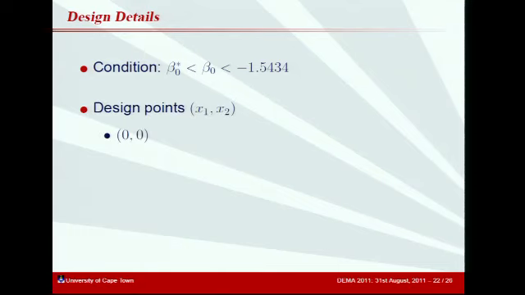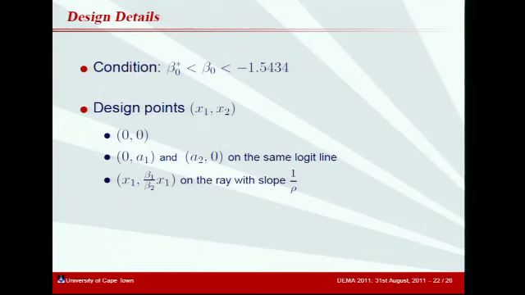The design points look like this for x1 and x2 at the origin, 2 points on the same logit line as I showed in the picture, and then finally a very nice point on a ray, and the ray has the slope of 1 over relative potency. And if you recall at the very beginning of the talk, I said that was going to have a little bit of meaning once we got going.